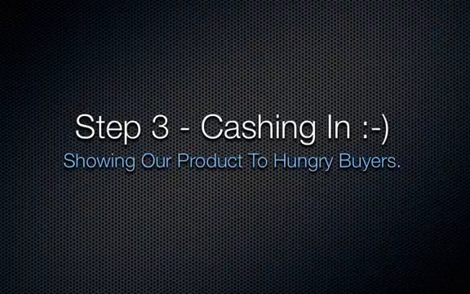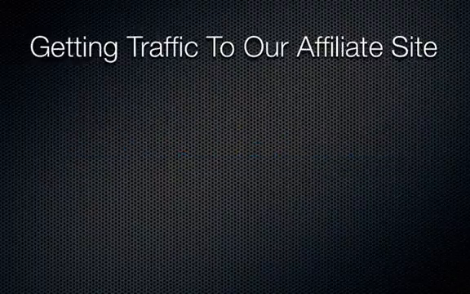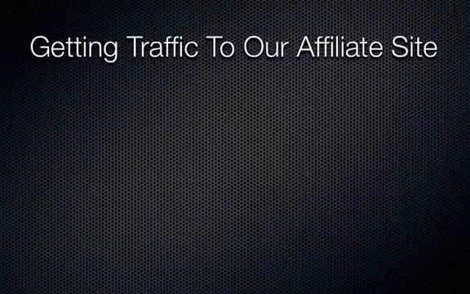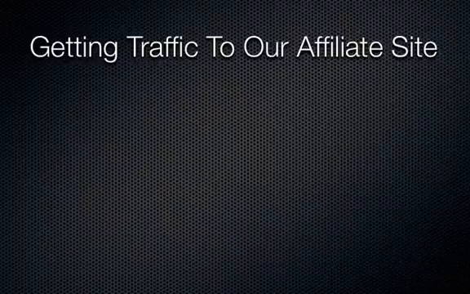Now, to show our product to our hungry buyers, we need to get traffic to our affiliate site. Remember that link that we created as our affiliate link? What we need to do is get a lot of people to click on that link to visit that affiliate offer, which we did not have to create, we did not have to make that product. We just need to refer as many people as we can to that affiliate link of ours. And when people go there and buy, we make commissions.